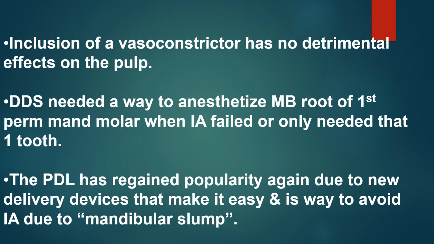What brought this about is that the dentist needed a way to make sure that the mesial buccal root of the first permanent mandibular molar was absolutely numb when the IA failed, or maybe the dentist only needed to get number 30, or number 19, or 31. So this is what can be used in its place.